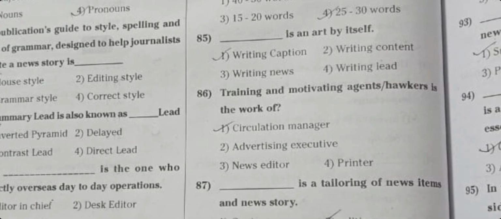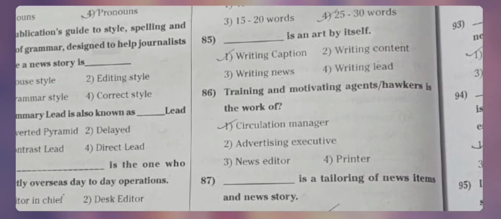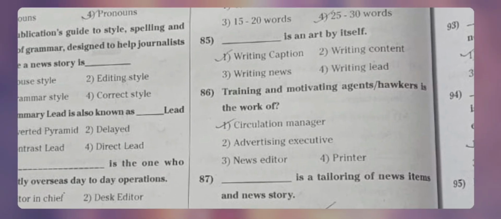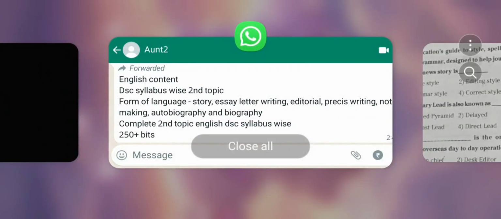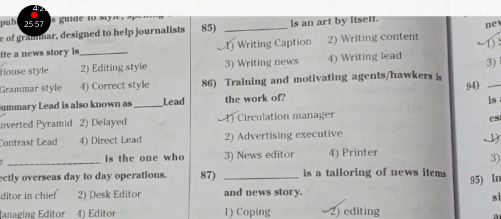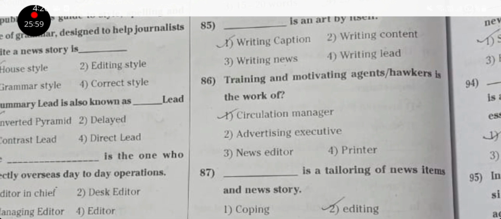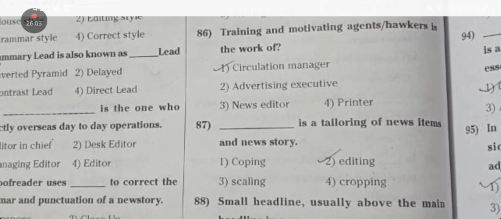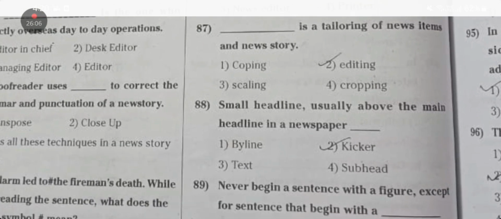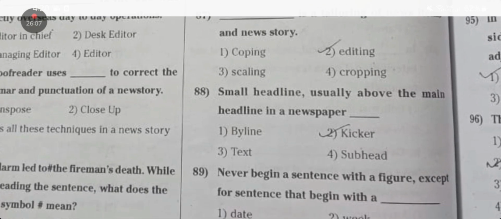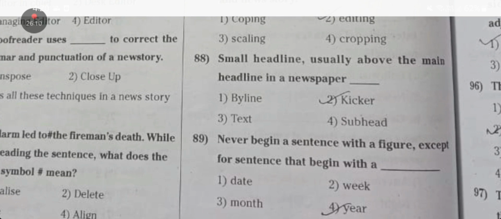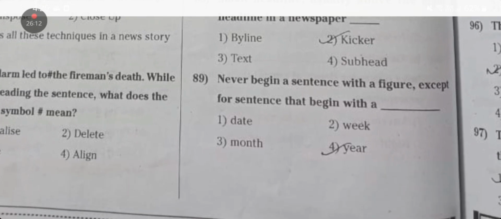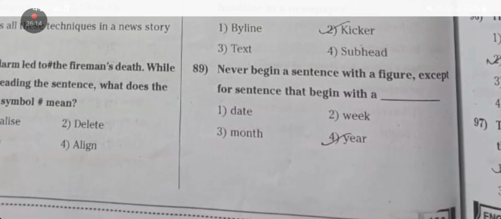Training and motivating agents, hawkers is the work of circulation manager. Is a tailoring of a news items and news story editing. Small headline usually above the main headline in a newspaper. Kicker. Never begin a sentence with a figure except for a sentence begin with the year.